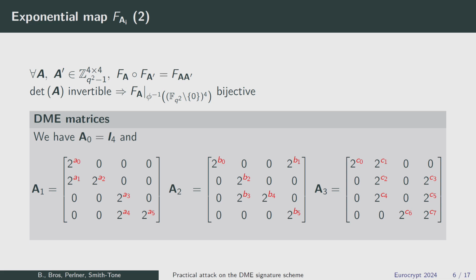And I recall to you, these are powers of 2, but these are also the exponents to which we have to raise the components of our state. So we have a double exponentiation here, and this is basically what gives the name of the scheme, because DME stands for double matrix exponentiation.